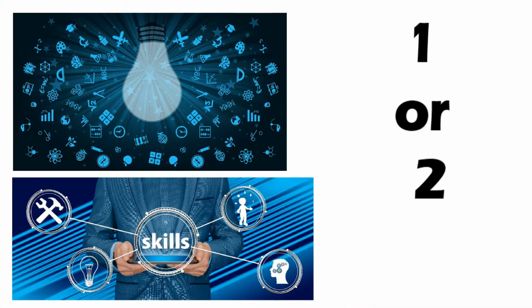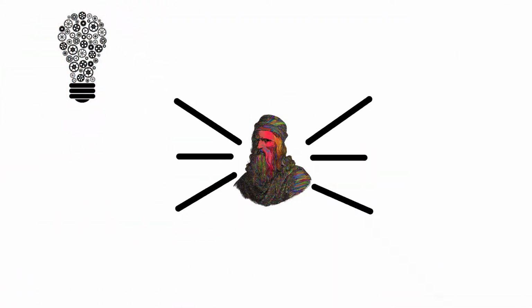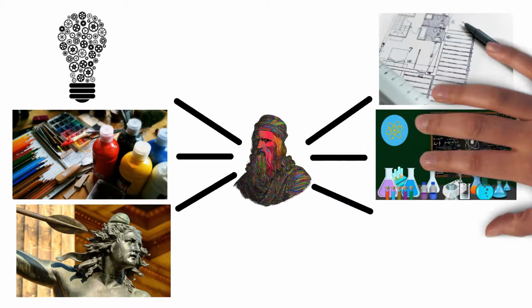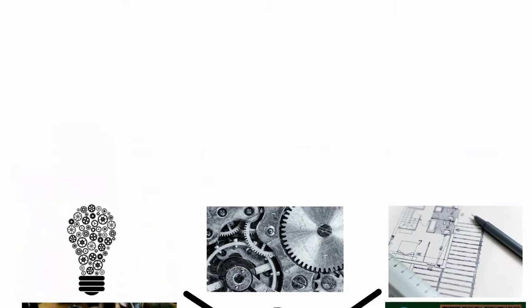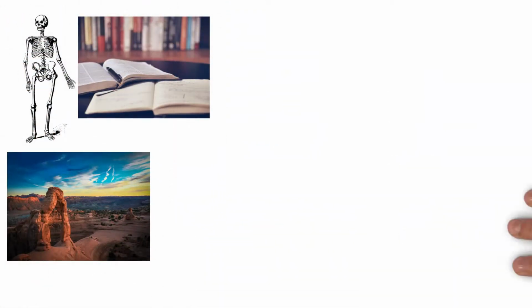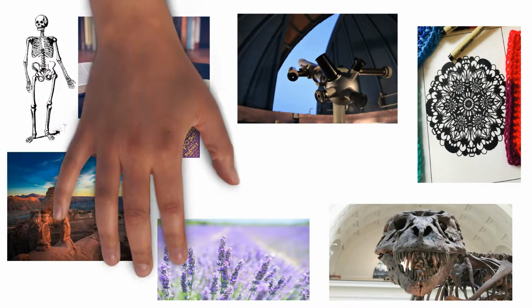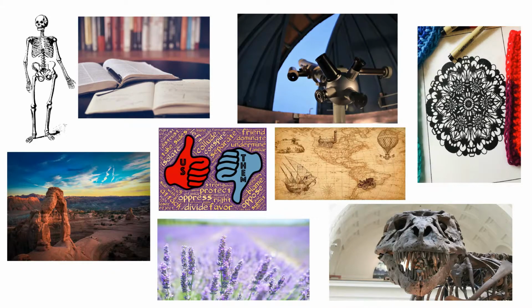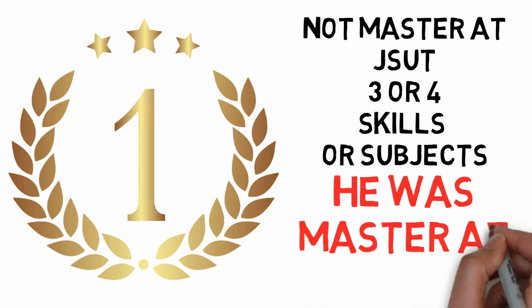But do you know that Leonardo da Vinci, who made the world famous Mona Lisa painting, was an inventor, artist, sculptor, architect, scientist, mathematician, engineer and also a writer? Seems less? Look, he was also good at anatomy, geology, literature, botany, astronomy, orthography, paleontology, ideology, and history. Means he was not master or good at just 3 or 4 skills or subjects. He was master at 17 things.